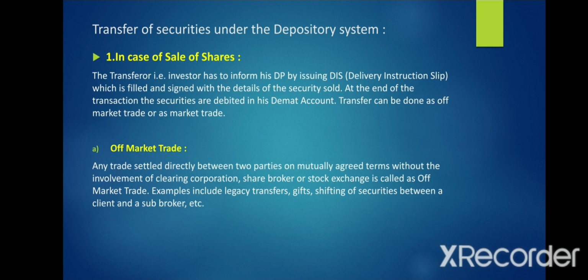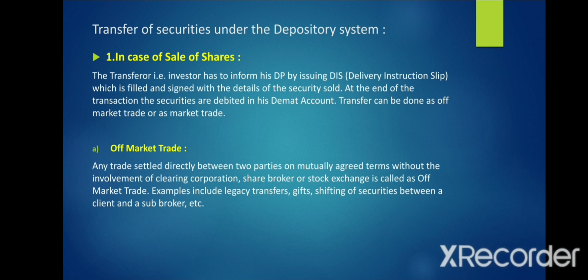Transfer of securities under the depository system. 1. In case of sale of shares, the transferor, that is investor, has to inform his depository participant by issuing DIS, delivery instruction slip, which is filled and signed with the details of the security sold. At the end of the transaction, the securities are debited in his demat account.